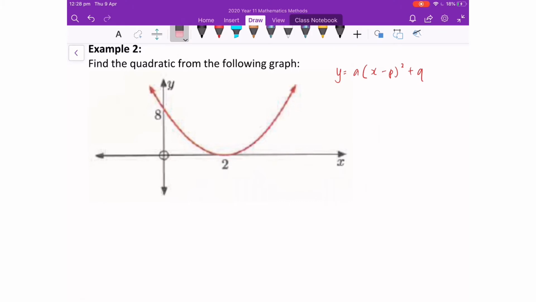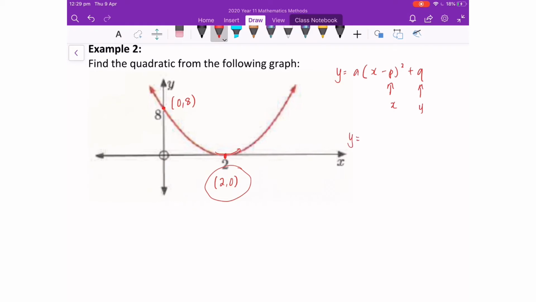I'm going to substitute my turning point into this turning point form right here, where P is the x coordinate and Q is the y coordinate. So for this point here, this is the same as (2, 0). I might as well label my y-intercept as well. This is (0, 8). I'm going to put this turning point, because that's where the graph changes direction, into my P and Q.